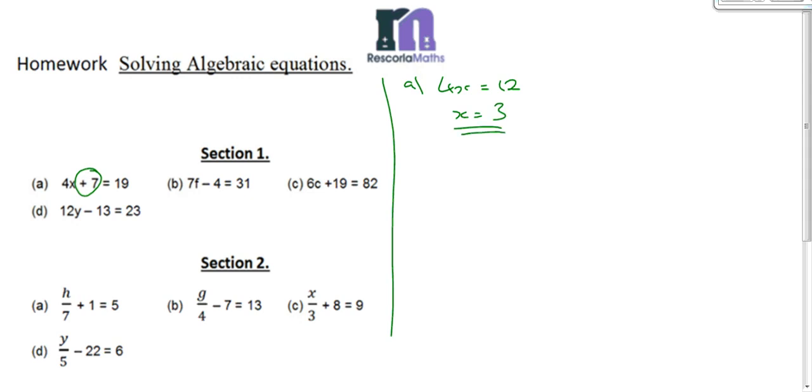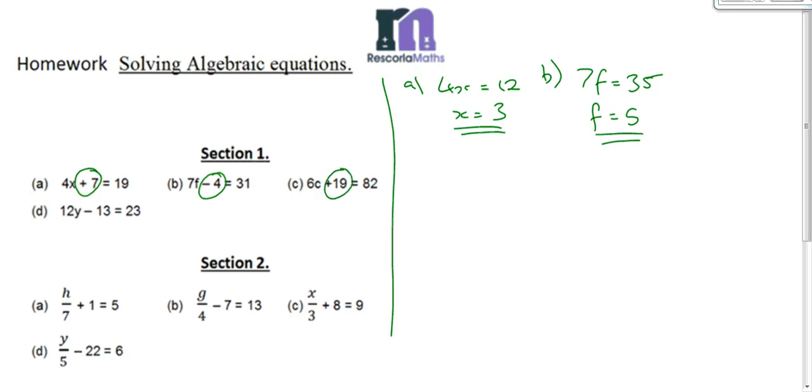Okay, question B, what we do is we get rid of this minus 4. So we get rid of minus 4 by adding it. So we're going to have 7f equals 35. And then if we divide by 7, we've got 1f equal, or how many times does 7 go into 35? Goes in there 5 times.